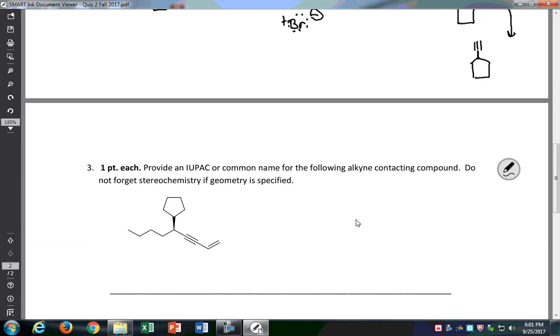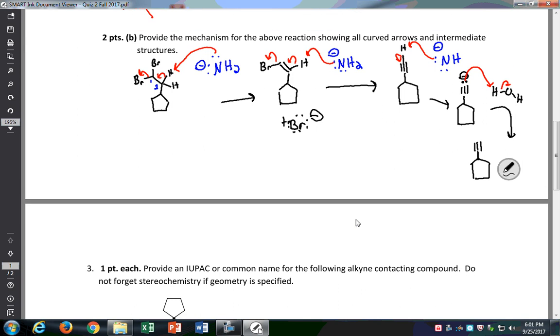Any questions with that mechanism? I was really just looking for these first 3 steps.